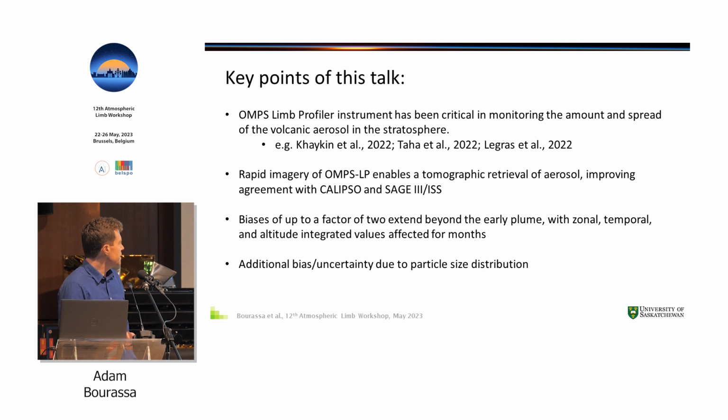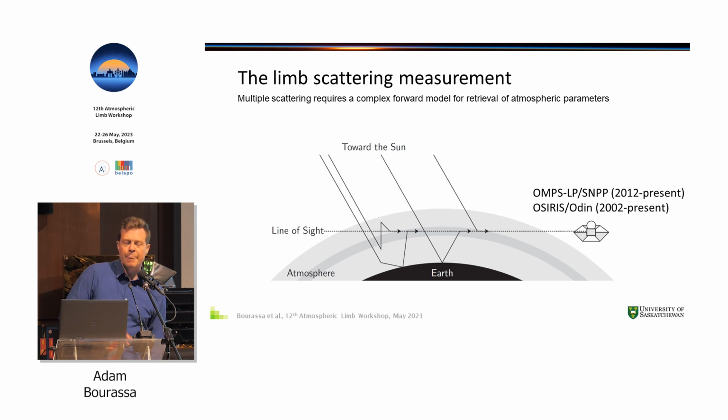And there's also additional uncertainty, of course, in limb scattering. We're always concerned about the particle size distribution. So yeah, we've talked a lot about limb scattering already in this workshop, but we haven't talked too much about the radiative transfer, so I want to talk about that just a little bit to set the stage.